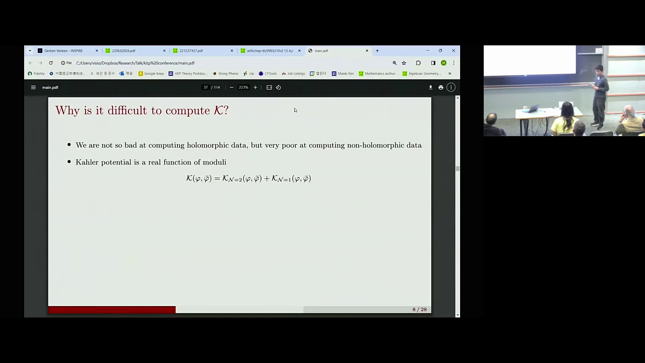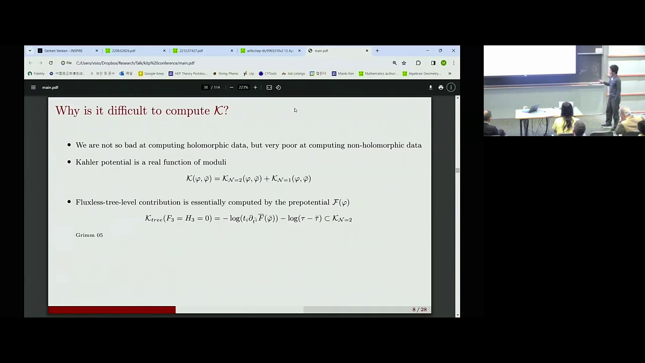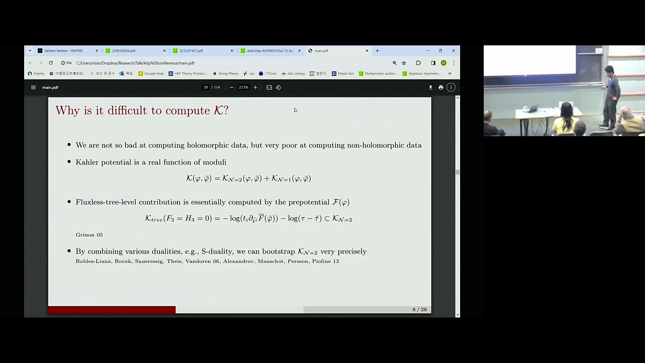Now, let's talk about the real difficult problem. Why is it difficult to compute the Kähler potential? It's because the Kähler potential is not a holomorphic function of moduli. In the context of orientifold compactification, we still have some nice structures. The Kähler potential can be written in terms of the N=2 contributions, which basically come from the Calabi-Yau, and then there are some contributions coming from N=2 to N=1 breaking effects, such as fluxes, D-branes, O-planes. A nice thing is that the tree-level contribution in the absence of the flux is essentially computed by the prepotential. To really relate the prepotential to the Kähler potential, you need to do some work, but essentially it's determined by the holomorphic function. Then you can use S-duality, mirror symmetry, and many other dualities to bootstrap this N=2 part of the Kähler potential really precisely. So this part we know very well, because the seed is the holomorphic function.